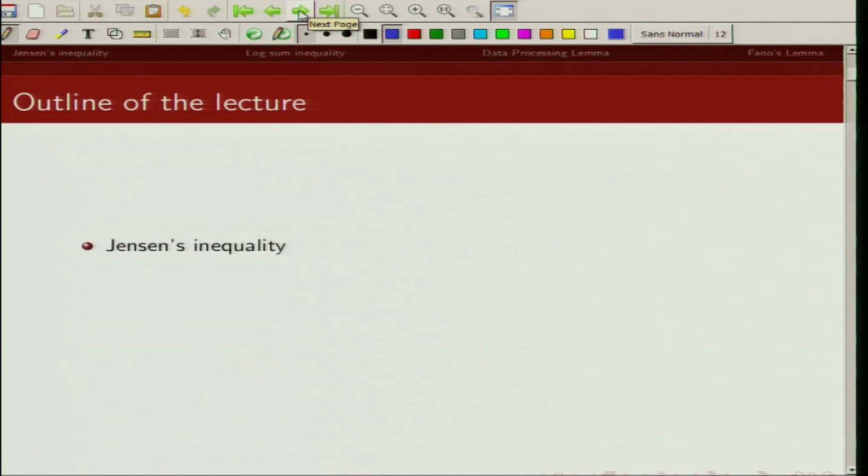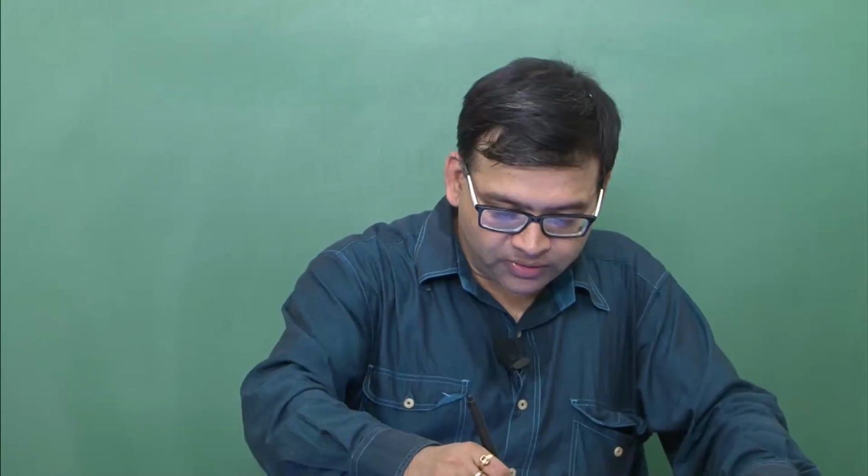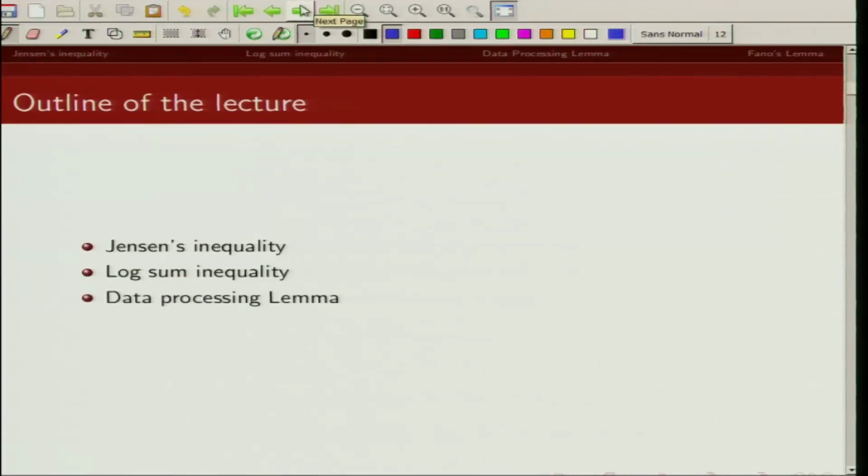In particular, we will talk about what is Jensen's inequality and how this is used to find whether a function is concave or convex. We will talk about the log sum inequality, and we will show one example of how we can use the log sum inequality to prove concavity or convexity of a function. Next we will talk about the data processing lemma, and finally we will talk about Fano's lemma. So this lecture will talk about these inequalities and lemma.